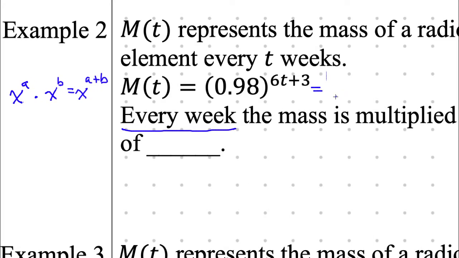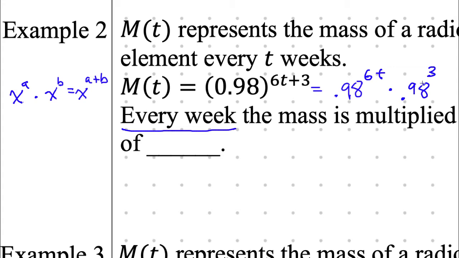I have 0.98, and I'm going to do this 6t first, so 0.98 to the power of 6t times 0.98 to the power of 3. These are the same thing. I'm using that property of exponents, I'm going backwards. If I had a plus b, I'm separating it and keeping them multiplied with the same base. Okay, the whole goal is to get this t by itself.